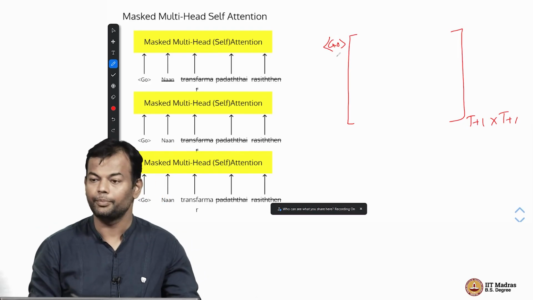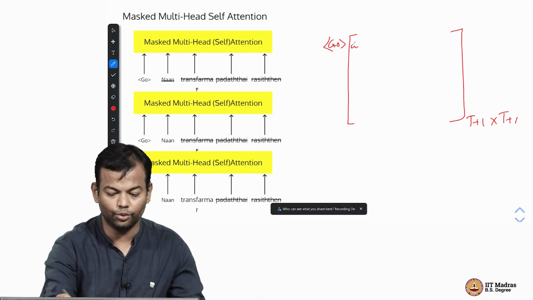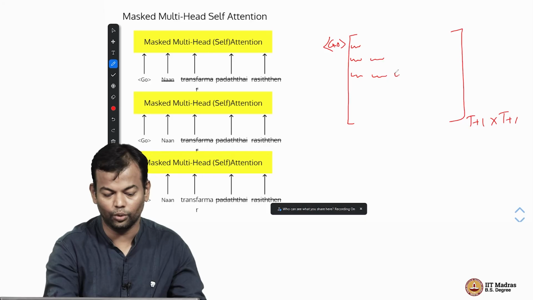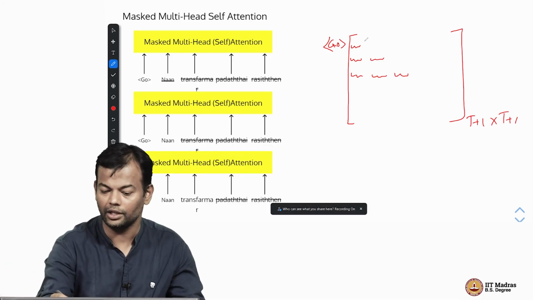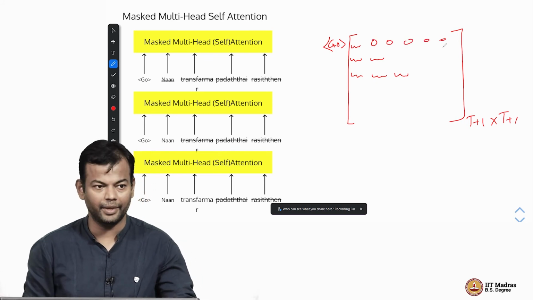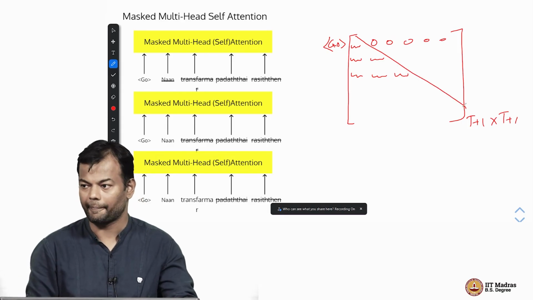Now when you're looking at the first word, you only want to pay attention to go. For the second word, you only want to pay attention to go and none. For the third word, only go, none and transformer, and so on. That's how you want this matrix to look. You don't want to pay attention to anyone else here. Does that make sense? So it looks like a lower triangular matrix.